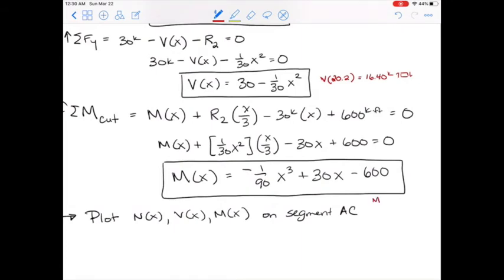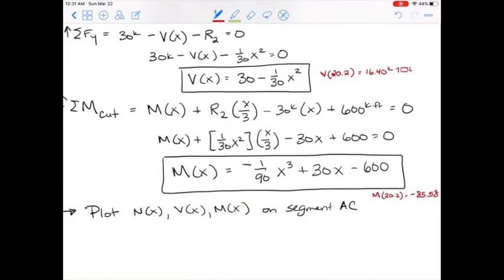Likewise, I can do the same for moment. M of 0 is going to give me negative 600, and then M of 20.2 is going to give me negative 85.58. That's going to be units of kips times feet.